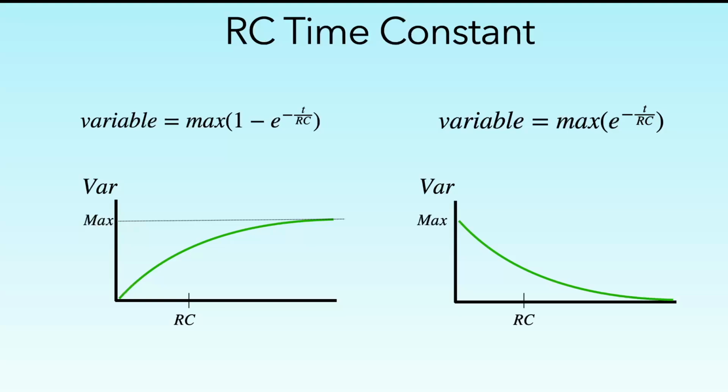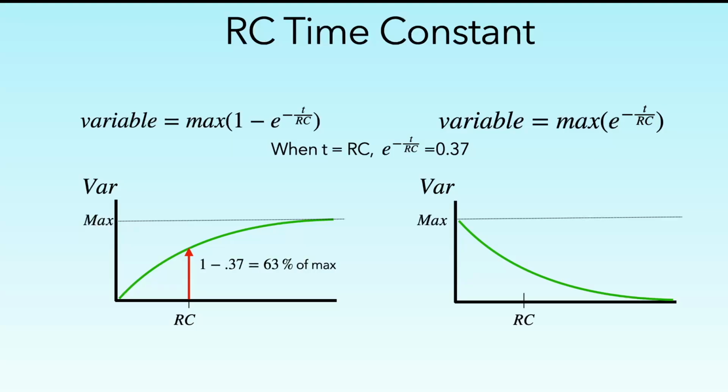But one really handy thing is this thing called the RC time constant. That's where when t is equal to RC, you have the maximum times 1 minus e to the negative 1. And e to the negative 1 is 0.37. So the way I like to think of this is that's how different it is from the ultimate value. So on the left, if this thing is charging, if we subtract 0.37 from the max, that will be the value. In other words, we've gotten 63% of the way to our final value.